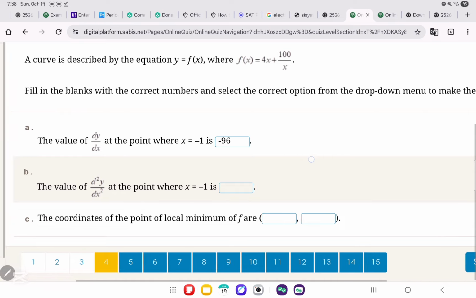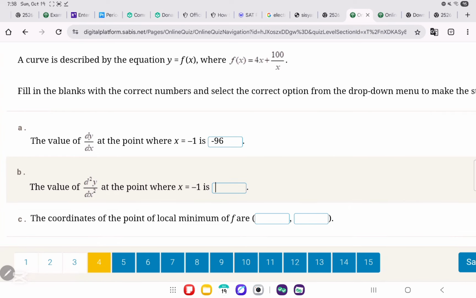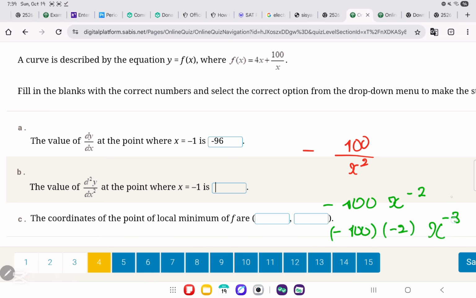Perfect. Now they're saying the double derivative, so now we need to do another derivative. What did we get as the answer last time? 4 minus 100 over x squared. So if you do the derivative, you'll need to do the derivative of this alone and the derivative of this alone. So this will go bye-bye because the derivative of any whole number is 0. And now we're left to find the derivative of this: minus 100 times x to the power of minus 2. Bring it down. It becomes minus 100 times minus 2, x to the power of minus 3.